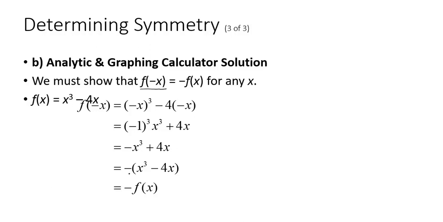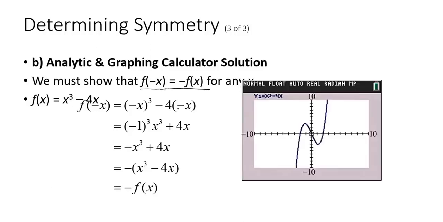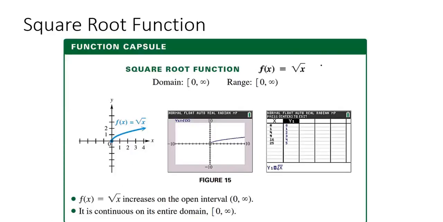So that would be minus 1 times x cubed plus 4x. If I factor a minus 1 out, you can see you get minus f of x. This proves that f of minus x is equal to minus f of x. And if you look at the graph using your graphing calculator, that confirms the graph has symmetry with respect to the origin. Square root function, f of x is equal to square root of x.